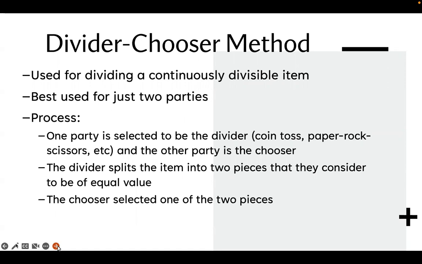I think we do this a lot already. I do this when I cook dinner. I take a piece of cheese, I cut it in half, and I'm like, which one would you like? That is the divider-chooser method, except I decided to be the divider. And then the person I'm cooking with gets to be the chooser. So this happens a lot naturally, but we can also consciously do this as the divider-chooser method. After the chooser selects one of the two pieces, the divider gets whatever is left. That makes sense. Pretty easy, nice, and great for two people.